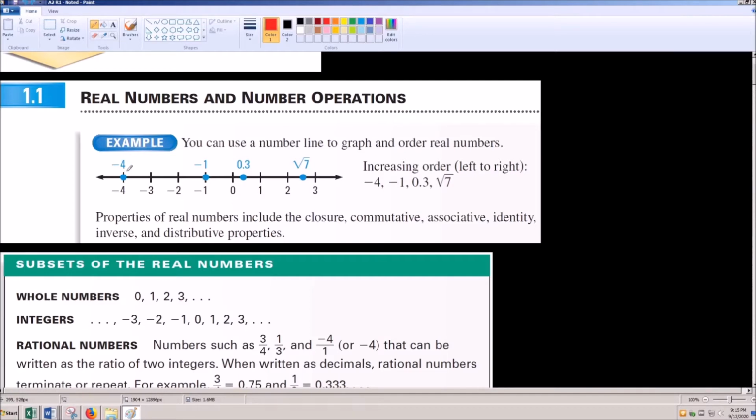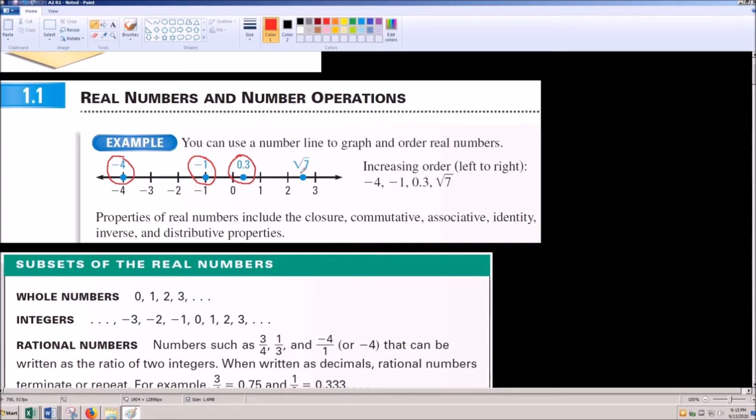So we see here, -4 on the number line is to the left of -1. Although 4 is a larger number, it's negative, so it's to the left. So bigger negative over here. Here I have 0.3, that's just a decimal. So here we have 3/10 or 0.3, and that's going to be to the right of 0. Here now we're in the positive range.